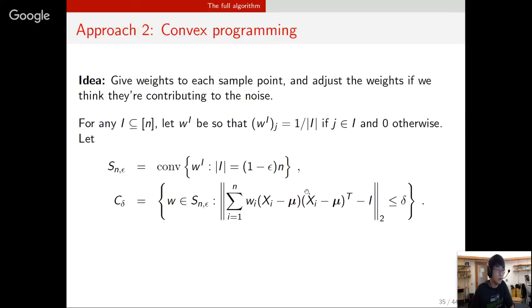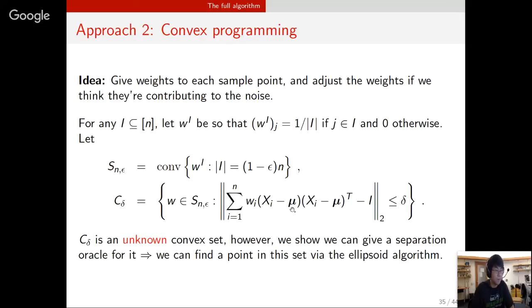It's not too hard to show that if you can find a W in this set C sub delta, then by the same techniques as the proposition, you can find something which is close to the true mean. Unfortunately, this is an unknown convex set because we don't know the true mean mu. That's the whole point. However, you can show that using these spectral techniques, you can give an approximate separation oracle for this set. This suffices to find a point in the set, or approximately find a point in the set, using ellipsoid or cutting plane methods. I went over that a bit quickly, but that's more or less what I'm going to say for the convex programming.